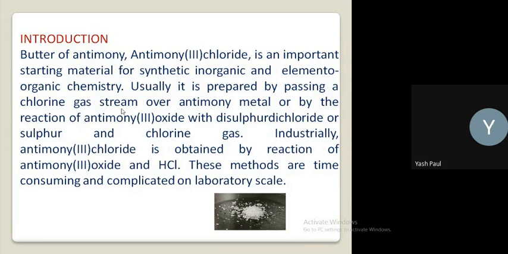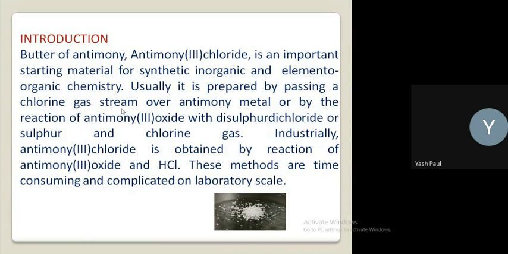This method is very simple. In the laboratory, as well as in industry, antimony trichloride is prepared by different methods. It can be prepared by the reaction of antimony trioxide with disulfur dichloride, or by the reaction of antimony trioxide with chlorine gas. These are simple methods and are available in the market. In India, antimony trichloride is prepared by the reaction of antimony trioxide with HCl.